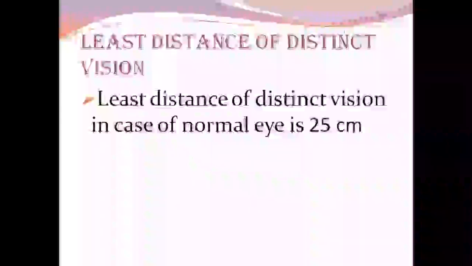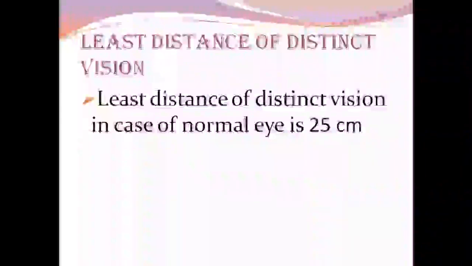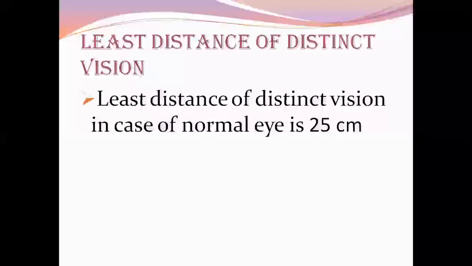Now the least distance of distinct vision can be defined as the minimum distance at which the object can be clearly seen by the eye. It is called least distance of distinct vision. In a normal human eye, the least distance of distinct vision is 25 centimeters.